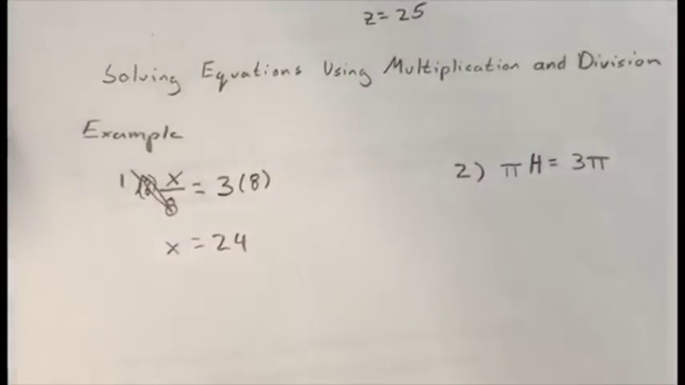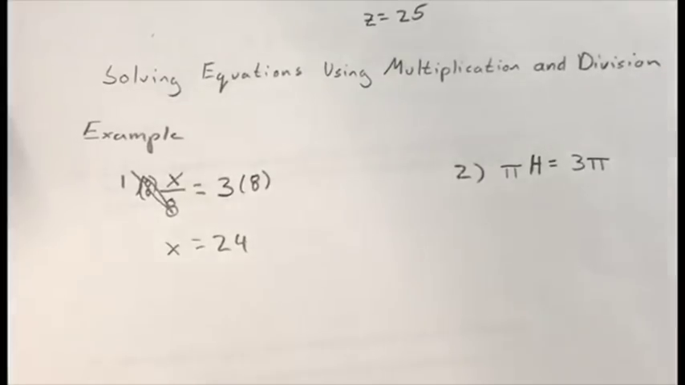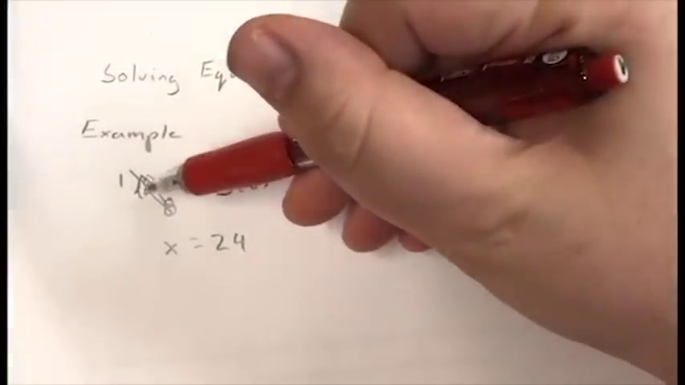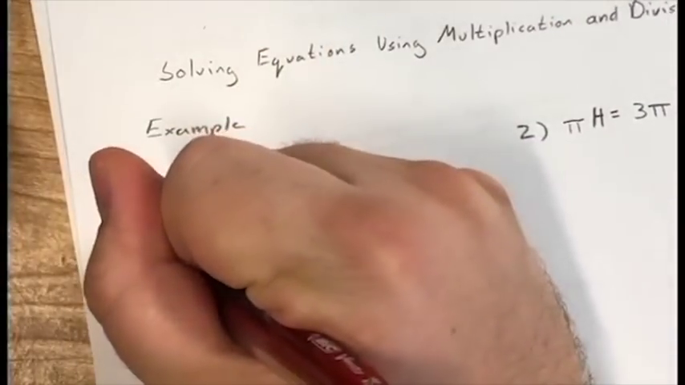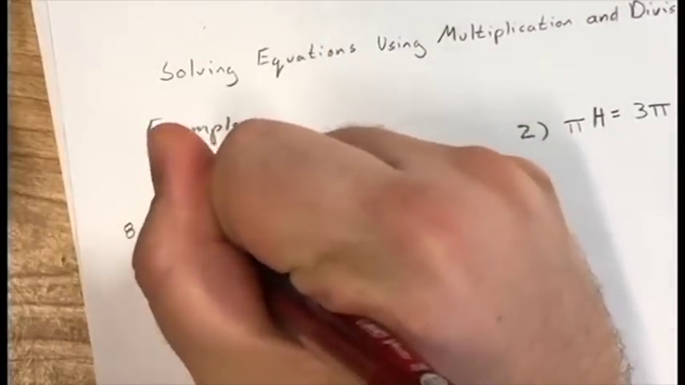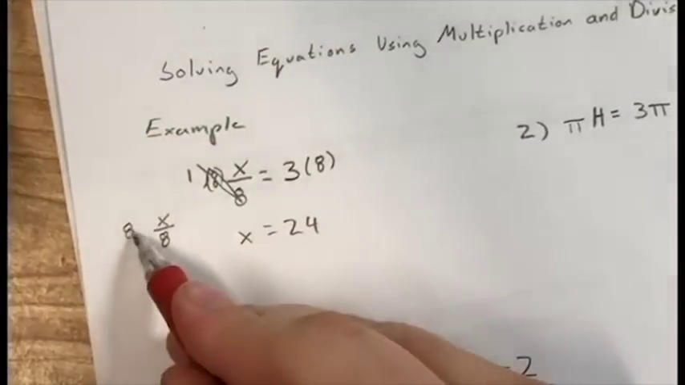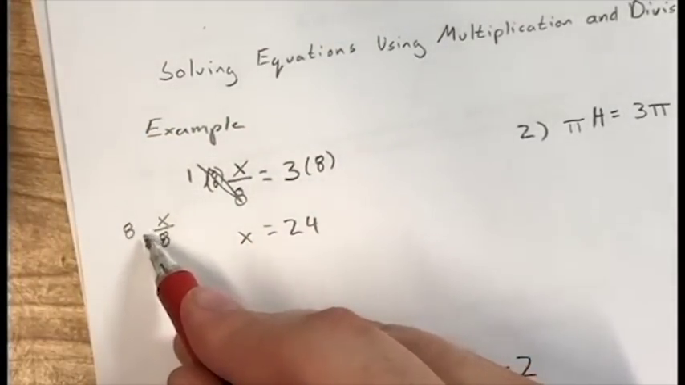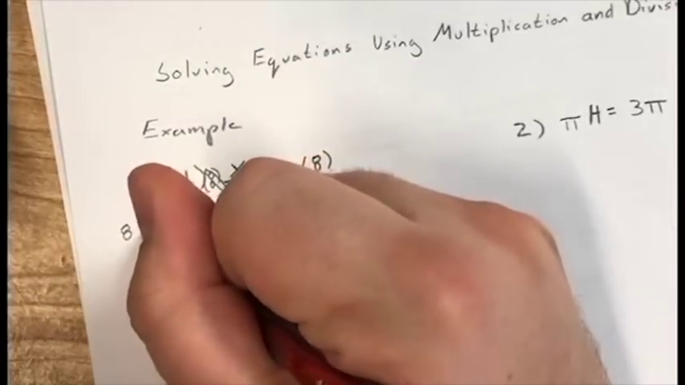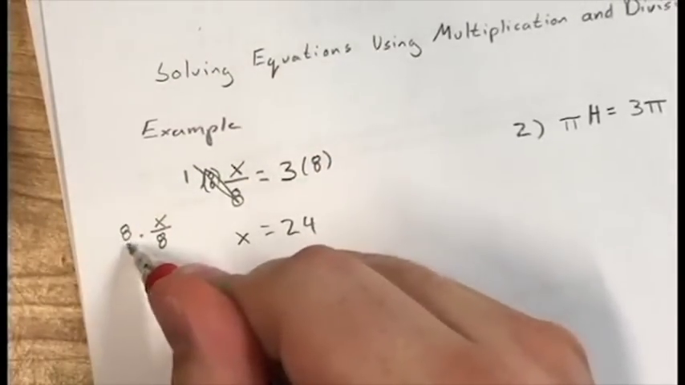Now, I'm using a term that you've probably heard before, but I want to just mention it. I said canceled out. What is happening here? I'm going to write it over to the side. I have 8, and then I'm multiplying it by x over 8. Well, when you do this, I'm taking the whole number 8 and multiplying it by x over 8. Well, how do I write 8 as a fraction?